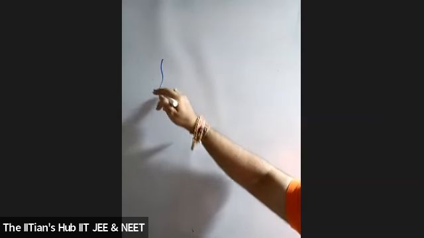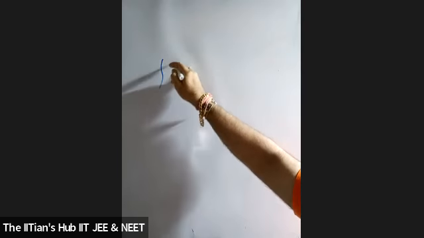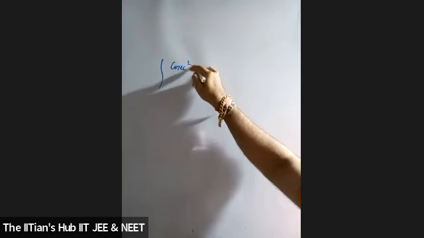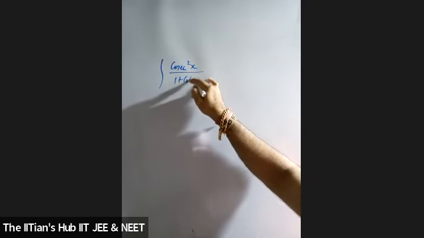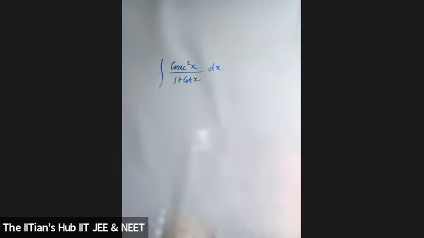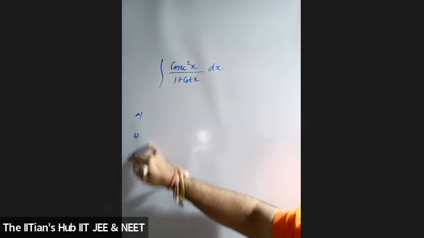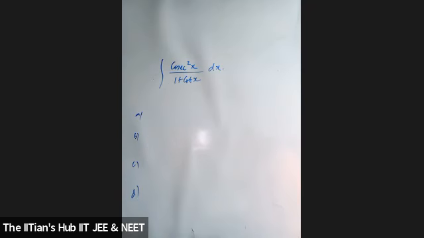Let's just solve this. Integration of cosec square x upon 1 plus cot x into dx. Shall I give you the options? Yes, sir. Okay, options A, B, C, D, students.